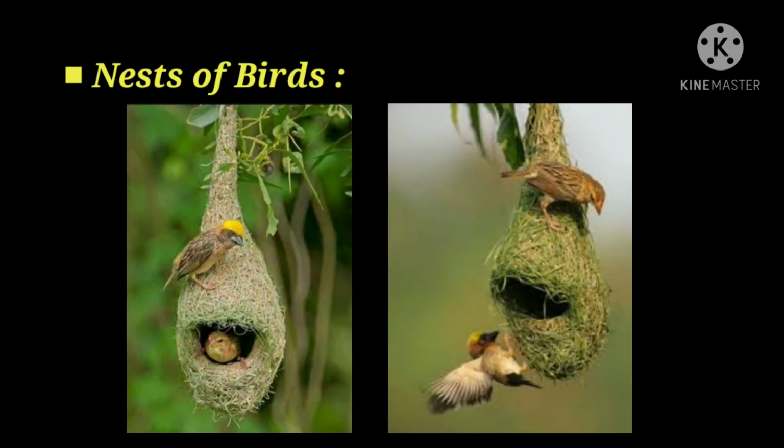Next, the weaver birds. Generally, their nest hangs from the branch of a tree. They make this type of nest with the help of twigs, leaves and grass. In this type of nest, there is a tunnel shaped opening within the nest for entering and leaving the nest.